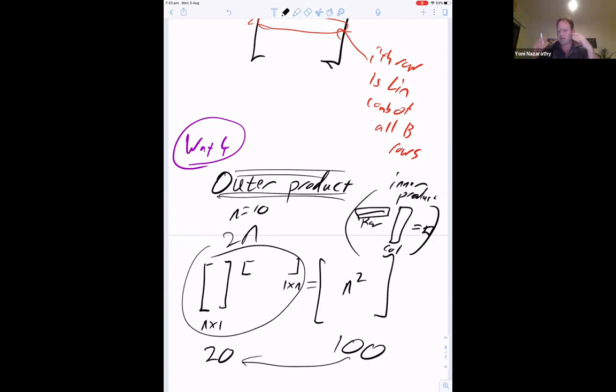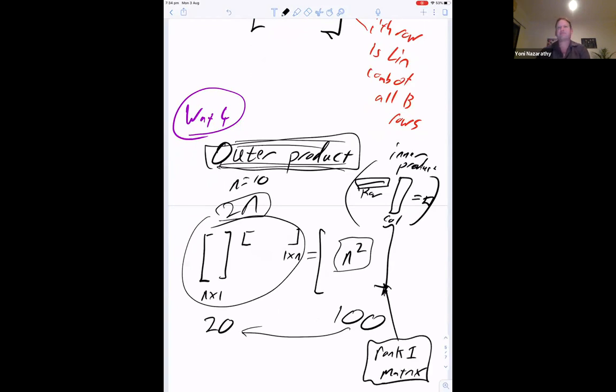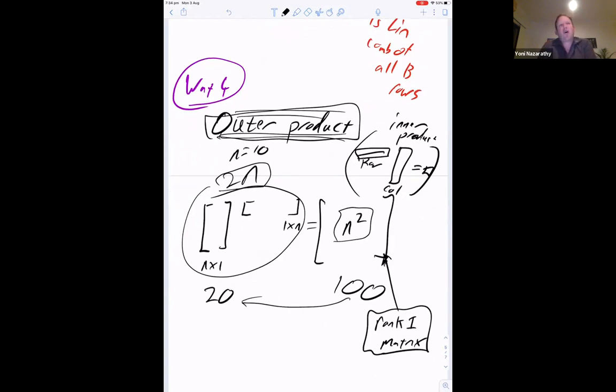First of all, think of an outer product and you should be in pain: oh my God, I've got 2n entries and I've suddenly got n squared entries. It's a matrix product between a column and a row. That's what you call an outer product. There's a different name for an outer product, which will make sense in about a week or two, and it's called a rank one matrix.